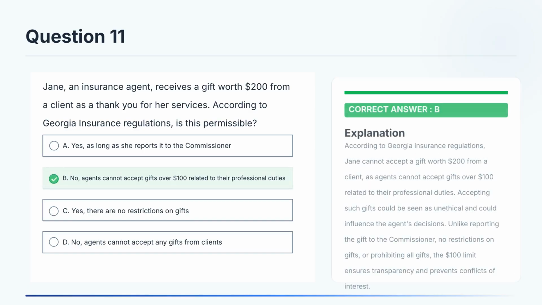The answer is B. No, agents cannot accept gifts over $100 related to their professional duties. According to Georgia insurance regulations, Jane cannot accept a gift worth $200 from a client, as agents cannot accept gifts over $100 related to their professional duties. Accepting such gifts could be seen as unethical and could influence the agent's decisions. Unlike reporting the gift to the commissioner, no restrictions on gifts, or prohibiting all gifts, the $100 limit ensures transparency and prevents conflicts of interest.